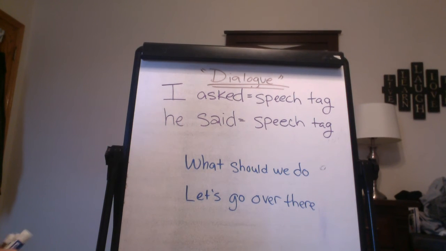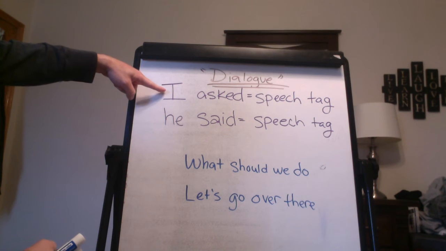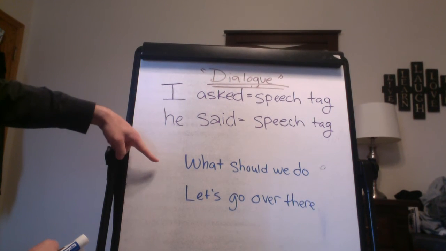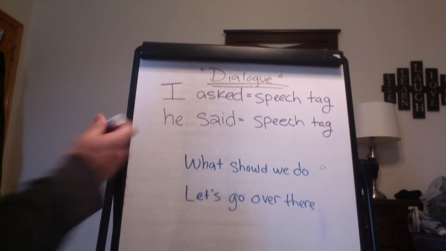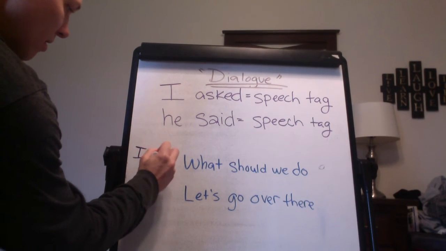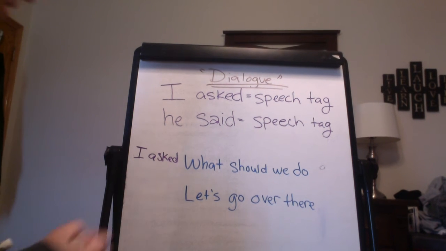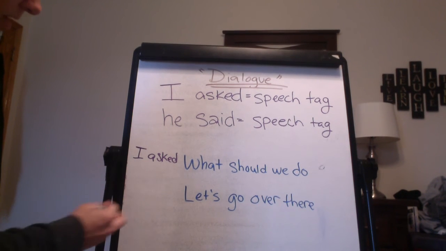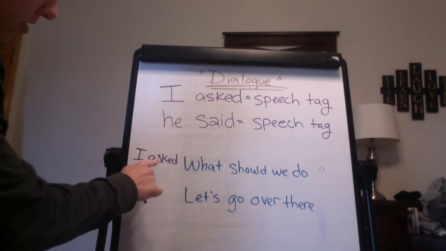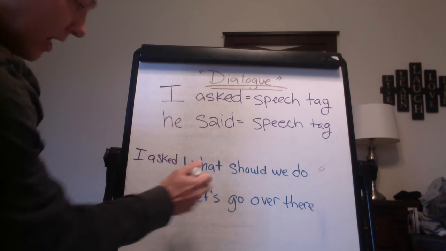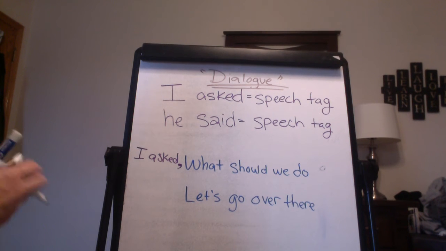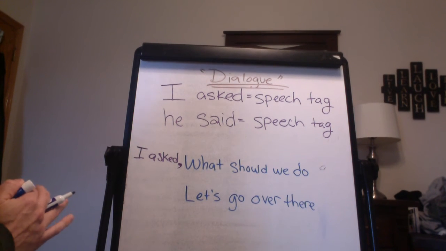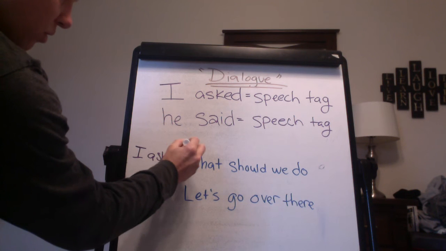All right? So the first thing I'm going to say is I can use I asked for this first line at the beginning, or I can do it at the end. So take a look at this. I could go I asked, what should we do? Okay. Now, if we are going to do it at the beginning of the sentence, we always want to divide the speech tag from what the person says, their dialogue, with a comma. Okay. Then we want to make sure the reader knows what it was that they said. So we're going to put quotes.